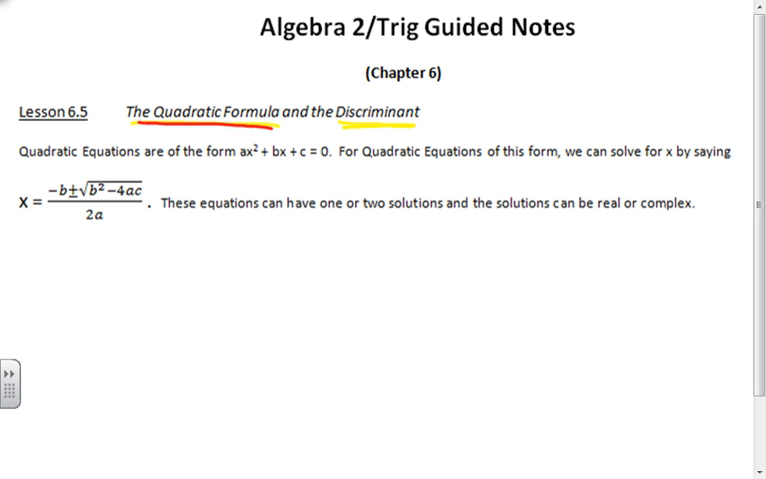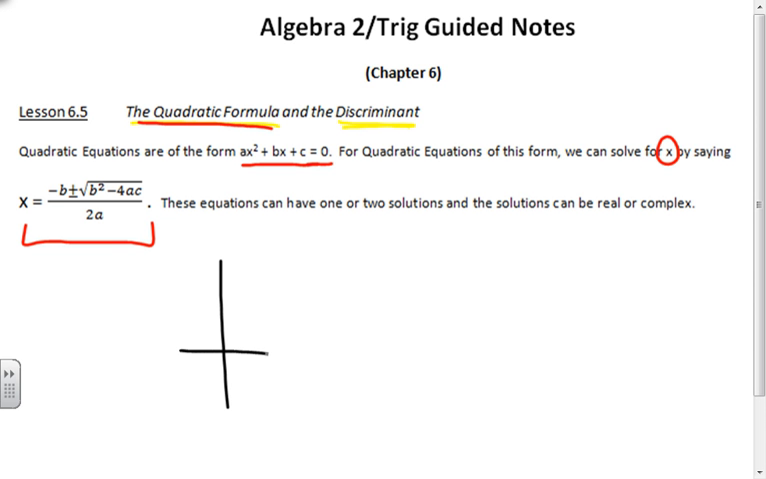Now in quadratic equations, when we have them in the form ax squared plus bx plus c equals 0, then we can determine what the value of x is, or our solutions, by plugging them into the equation x equals negative b plus or minus the square root of b squared minus 4ac, all of that over 2a. Now these equations can have one solution or two solutions, and the solutions can be either real or complex.